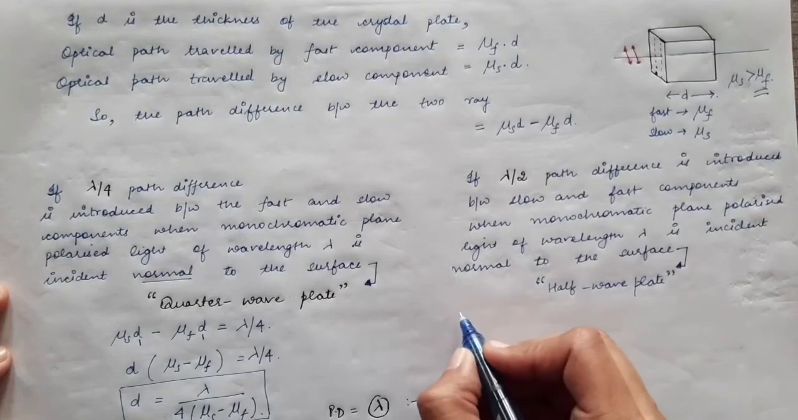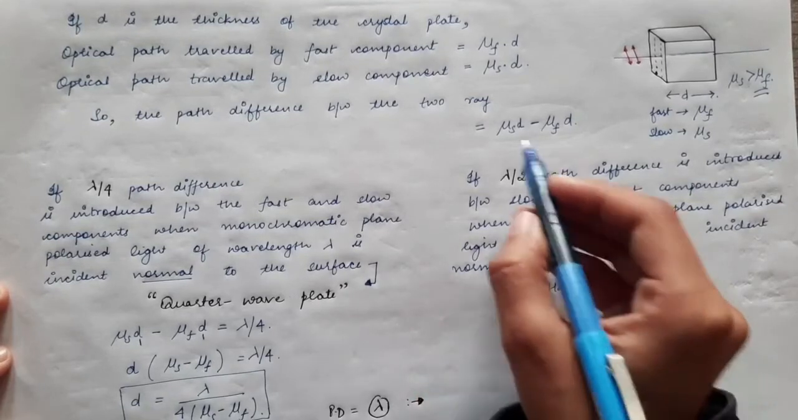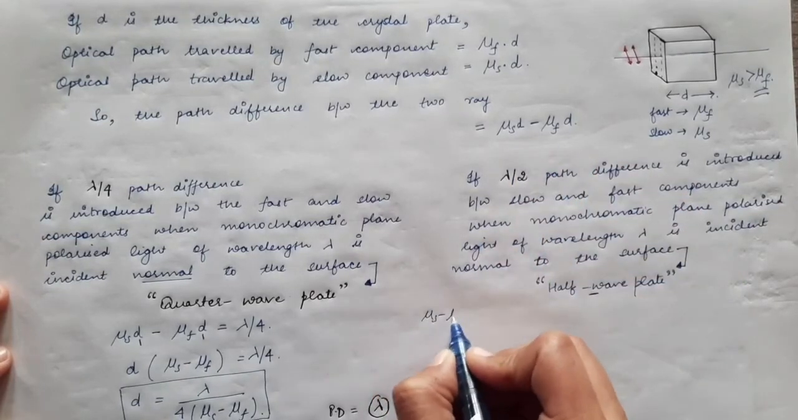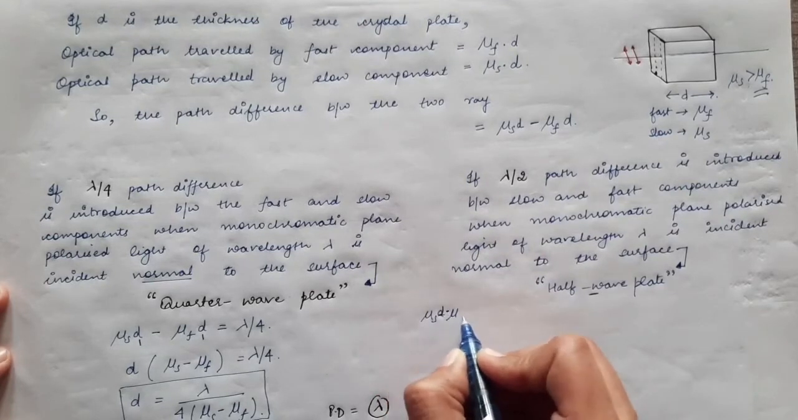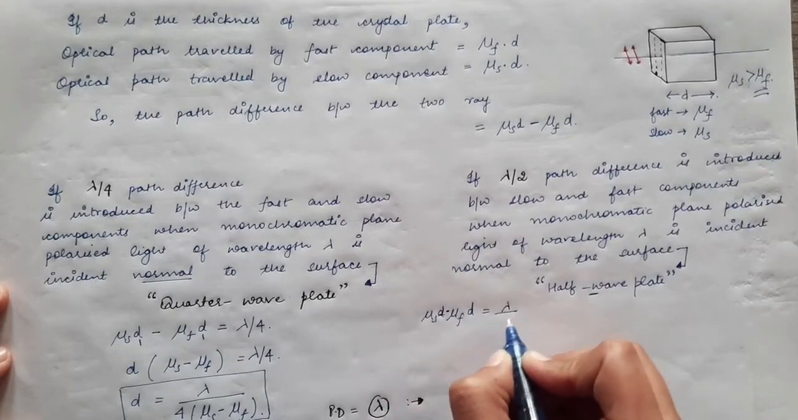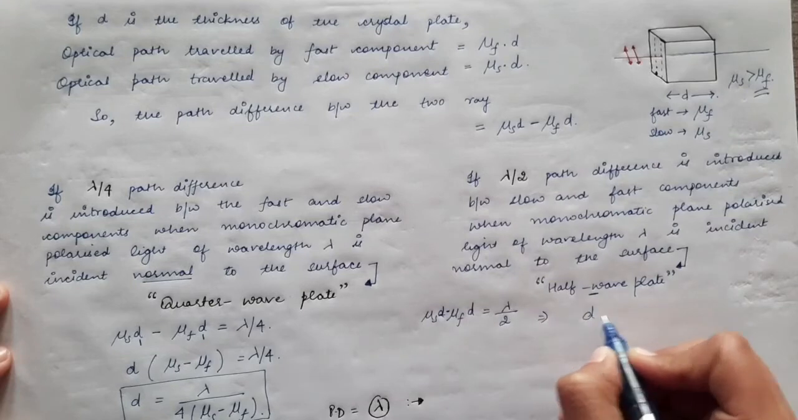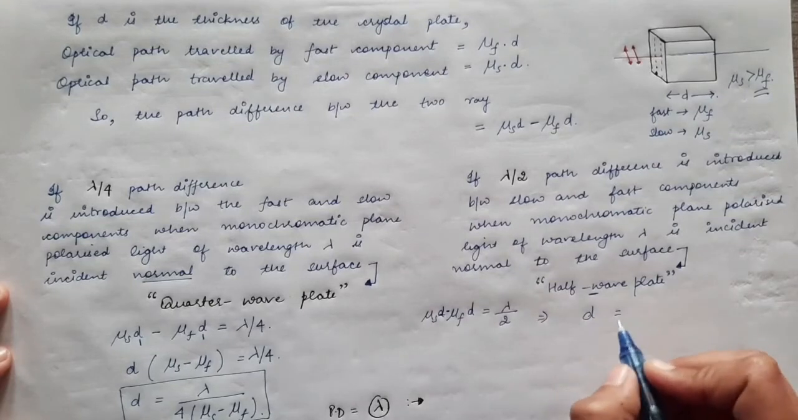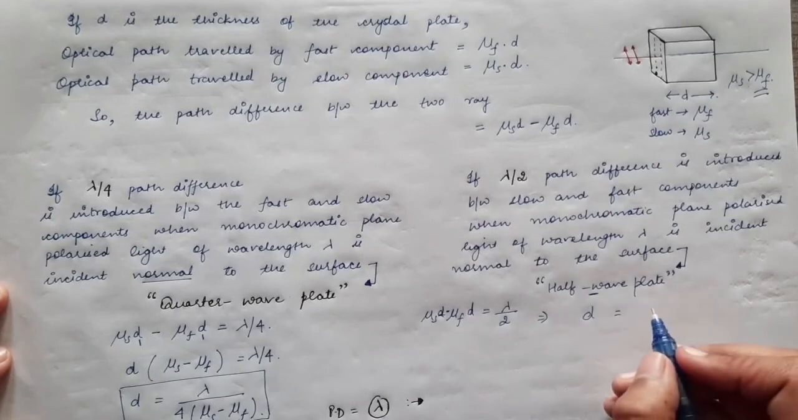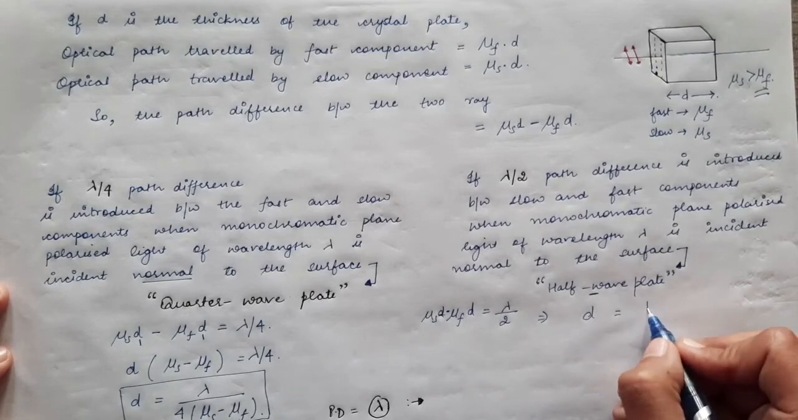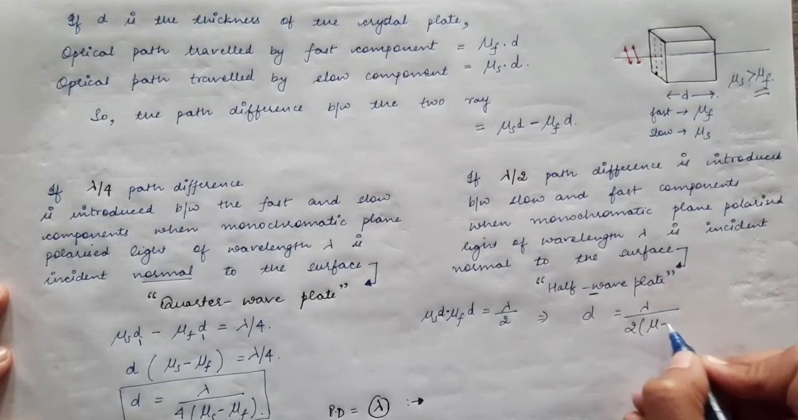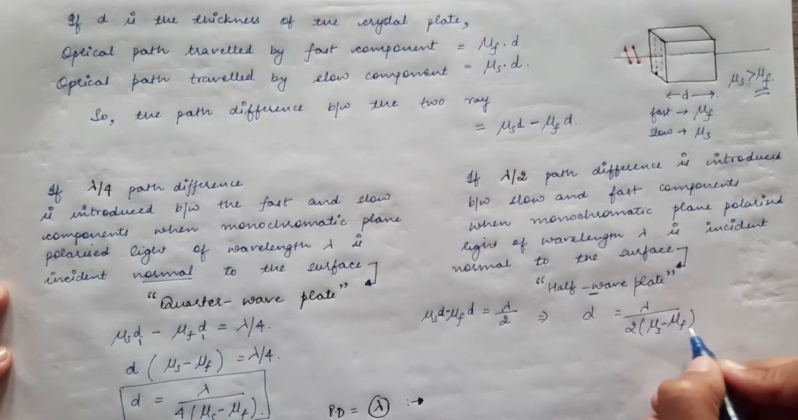So from here you can easily find what the thickness should be. So mu s into d minus mu f into d should be equal to lambda by 2. From here we can find the thickness of the plate so that it behaves as a half wave plate. So d will be equal to lambda by 2 into mu s minus mu f.